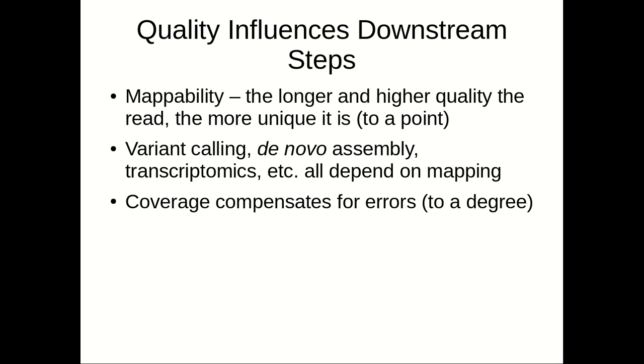And of course, the reason we talk about coverage is that we know there's always going to be error. There's always going to be some rate of error. And if we have 30x coverage, kind of the standard for genome resequencing, then we know that we can compensate for those errors just by looking within our reads.